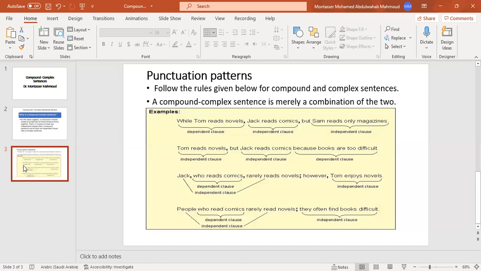The last example, people who read comics rarely read novels; they often find books difficult. If I ask you about the dependent and the independent clauses in this example, I'm sure that you will say the first independent clause is people rarely read novels. Very good. And the second independent clause, they often find books difficult. So where is the dependent clause? Very good. The dependent clause here is the relative clause who read comics.